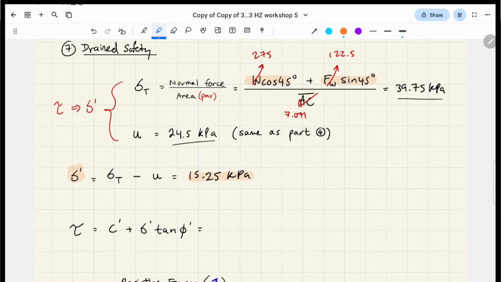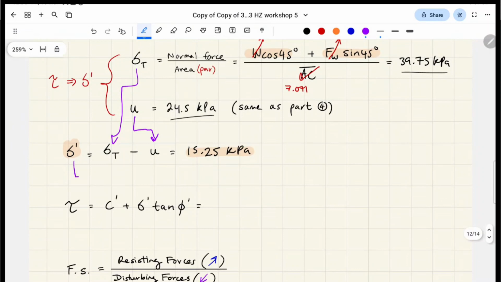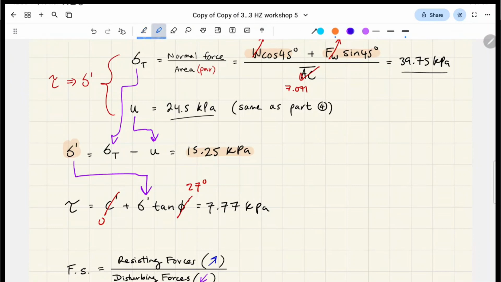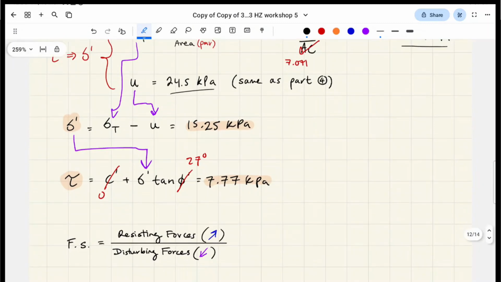Got it? So in terms of how these numbers plug in, this one plugs in here, this one plugs in here, this one's going to plug in here. These are material properties that were given, right? And now we have 7.77 kPa, right? If you remember what shear stress was for the drain case before, it's something like 1.5, so that's a lot bigger than 1.5, which is good.